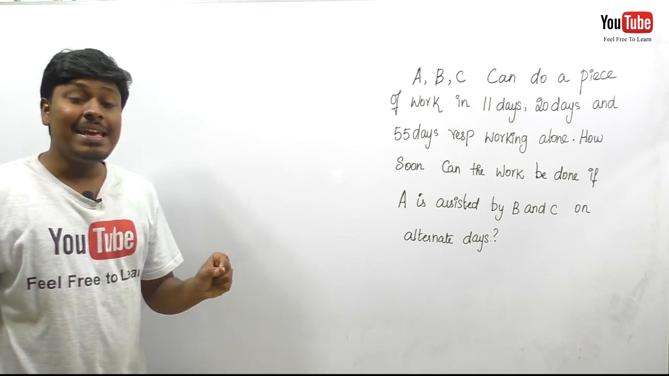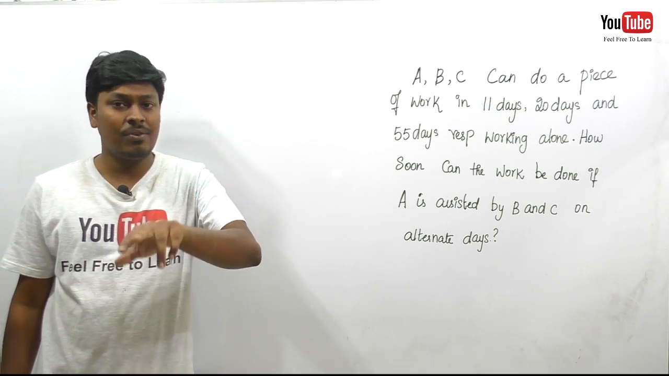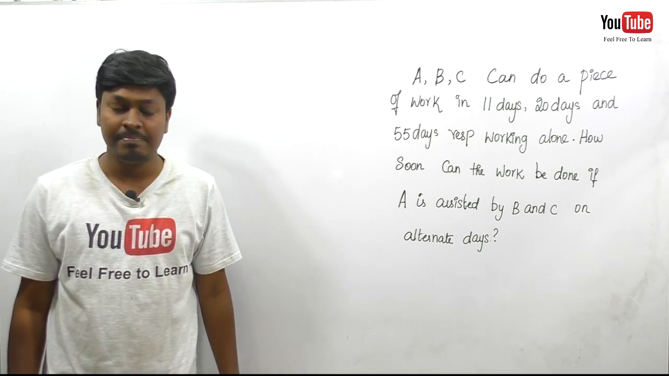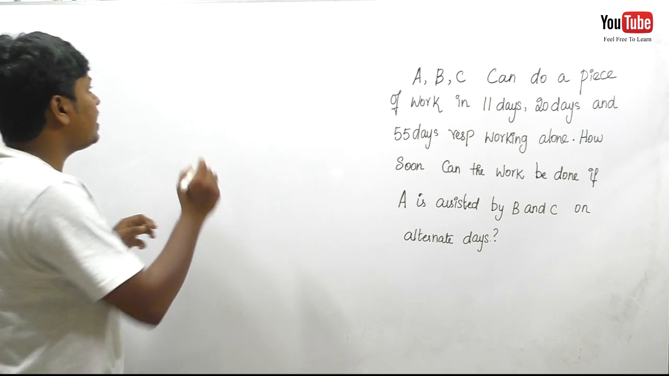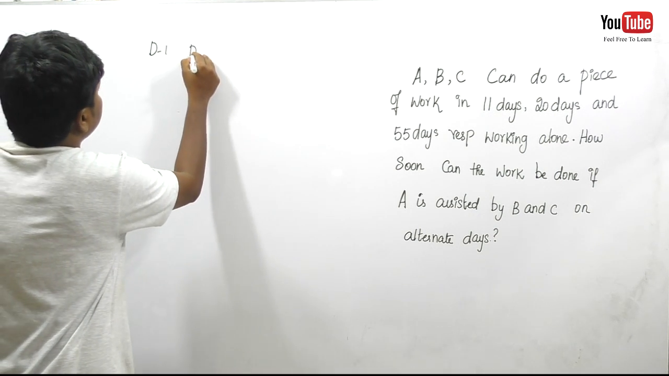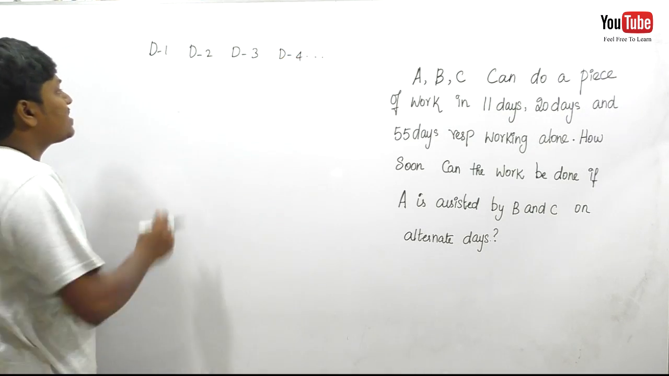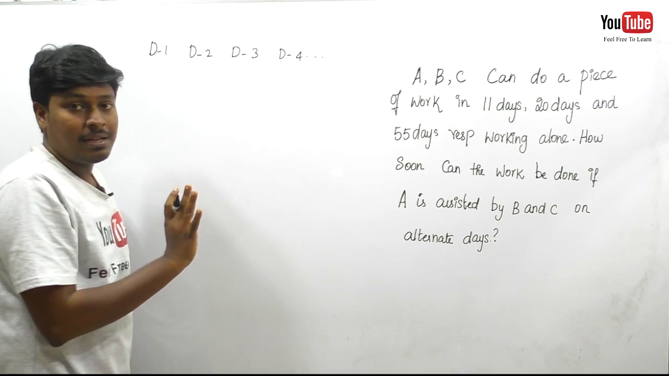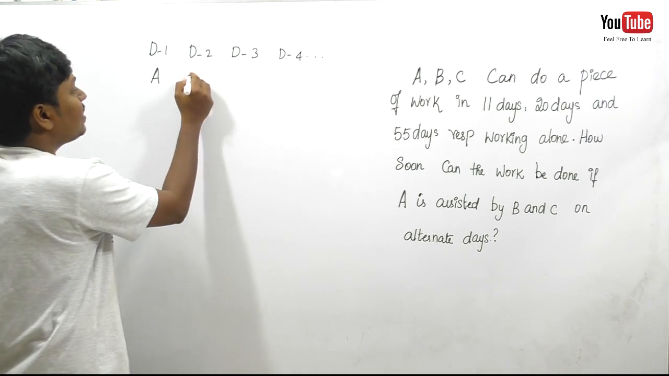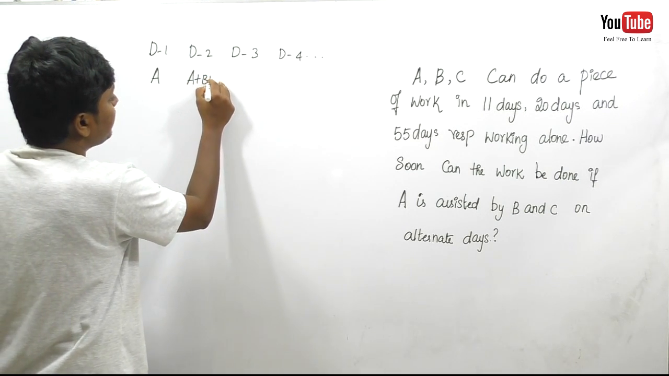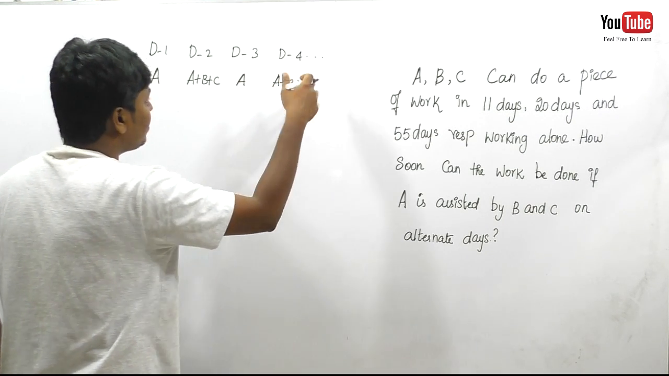And they have said that A is assisted by B and C on alternate days, right? That means on the second day, fourth day, sixth day, A is assisted by B and C. Let me apply the same concept which I taught you in the previous sum. So similarly, let me keep it as day 1, day 2, day 3, day 4, and we don't know on which day the work gets completed. First of all, on day number 1, A is starting the work and A is assisted by B and C on every alternate day. That means on the second day A plus B plus C, and the third day again A, and again A plus B plus C. So this way the work goes on, right?